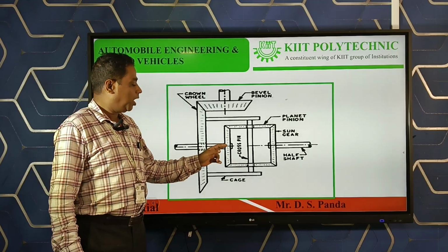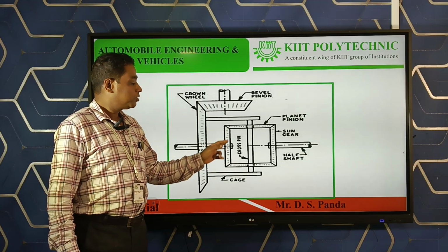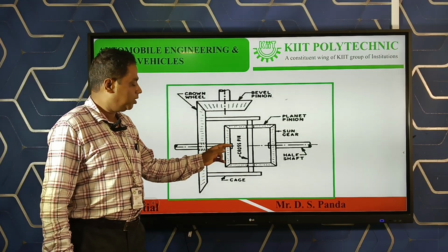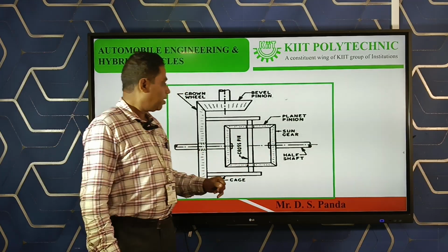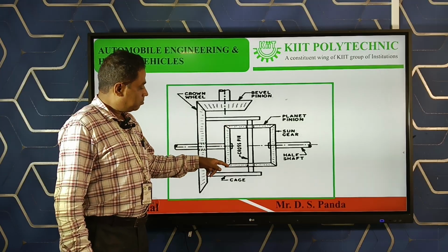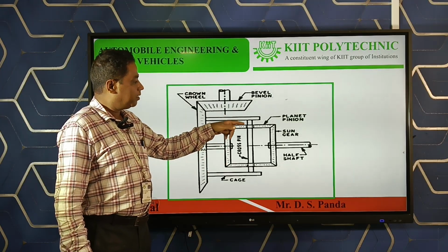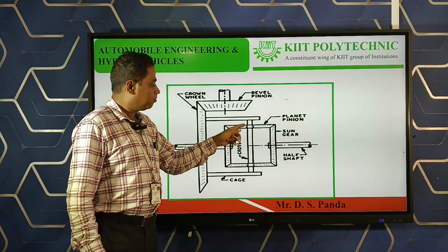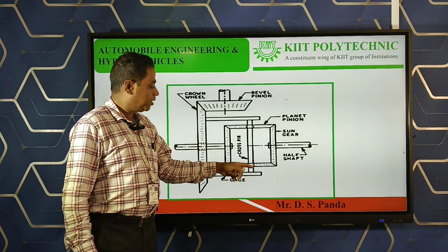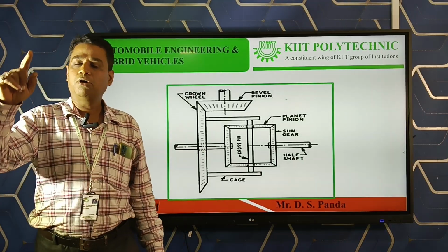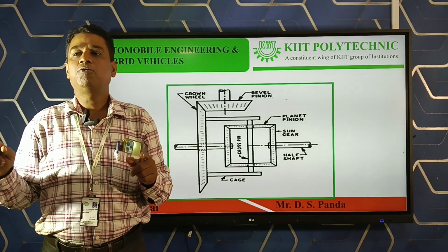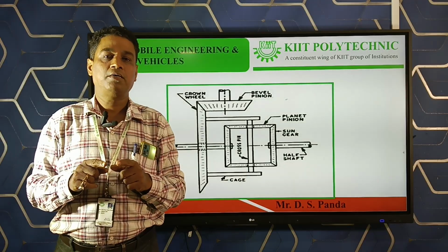And at one end of each half shaft there is a sun gear. This one is a sun gear, another half shaft, another sun gear. And in the cage part there are two planet pinions. One is the upper planet pinion and this one is the lower side planet pinion. And the sun gears and planet pinions form a square.